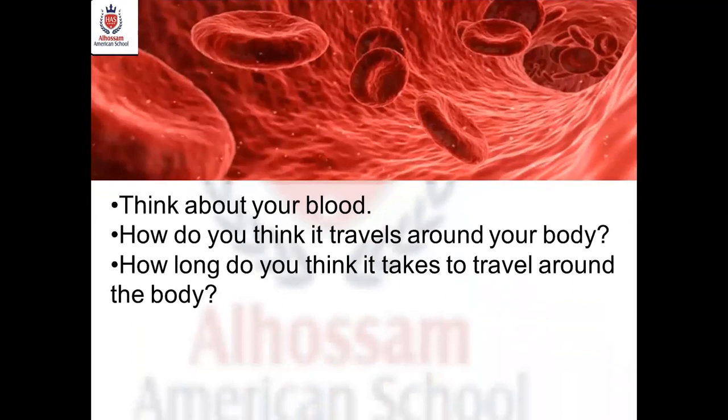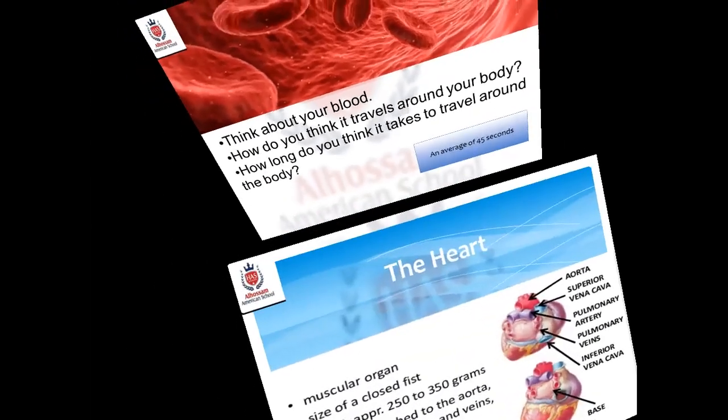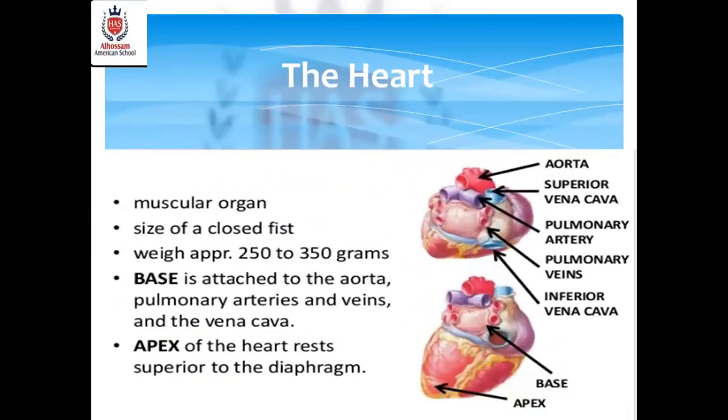I have another question. How long do you think it takes to travel around the body? Very fast? Yeah, it's fast, of course. But it takes an average of 45 seconds to complete a whole circle around your body. Interesting, isn't it? So, who is the main pump that pushes the blood around your body? It's the heart. First of all, let's understand how it looks.